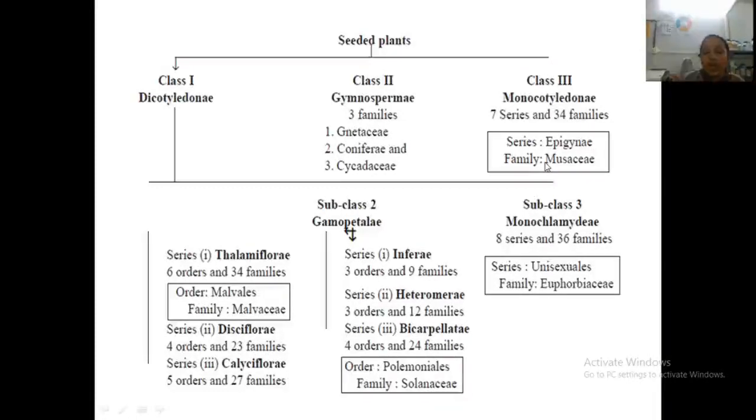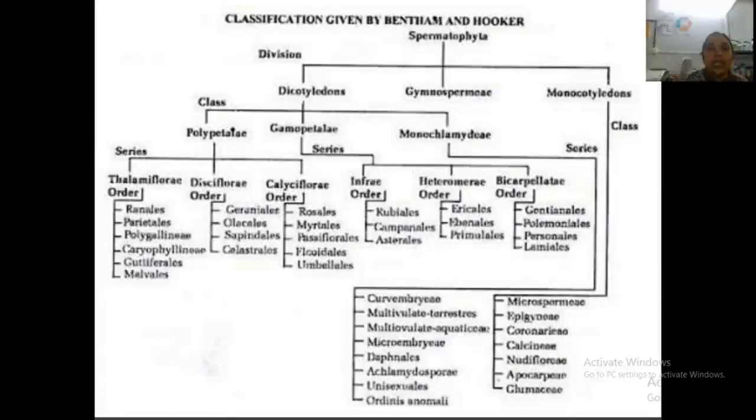Class 3 Monocotyledones, 7 series and 34 families, series starting with Microspermae. Okay. In detail, see the details. The different orders are given here. What are the orders coming under each series? Here the study is possible. Then also see here Monochlamydeae divides into series. What are the series of Monochlamydeae? See here: Curvembryae, Multiovulate terrestres, Multiovulate aquaticae, Microembryae, Daphnales, Achlamydosporeae, Unisexuales, Ordines anomali. Ordines anomali means some orders or some groups are difficult to include in special classes because they have some anomalies or some special features. So we cannot include them in others.